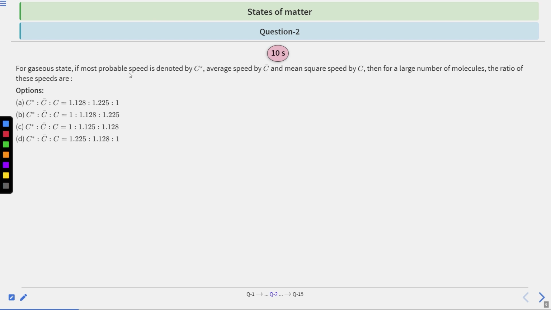For the gaseous state, if most probable speed is denoted by C star, average speed by C bar, and mean square speed by C, then for a large number of molecules, the ratio of these speeds is. The options are given here. First, 1.128 is to 1.225 is to 1. Second, 1 is to 1.128 is to 1.225. Third, 1 is to 1.125 is to 1.128. Fourth, 1.225 is to 1.128 is to 1. You have 10 seconds to solve this question. After that, we will see the answer.